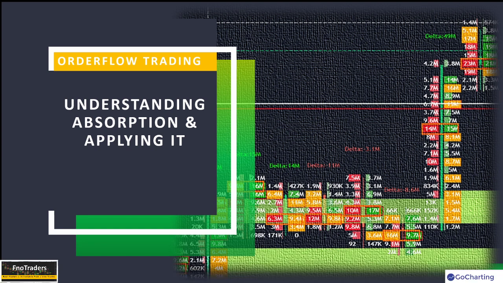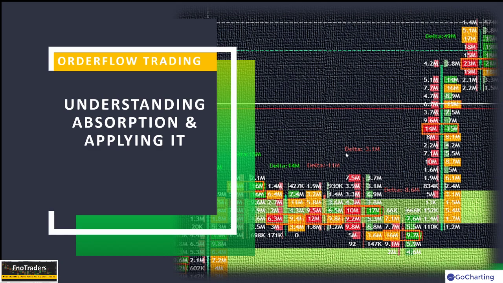Okay, why absorption? Because I feel this is one of the easier strategies in terms of interpreting and reading the markets from a footprint and order flow point of view, and hence it's easy to track and follow and execute if you're getting started with footprint and order flow trading, and it's effective as well. So it's not that it's easy but not effective, but it's effective as well.